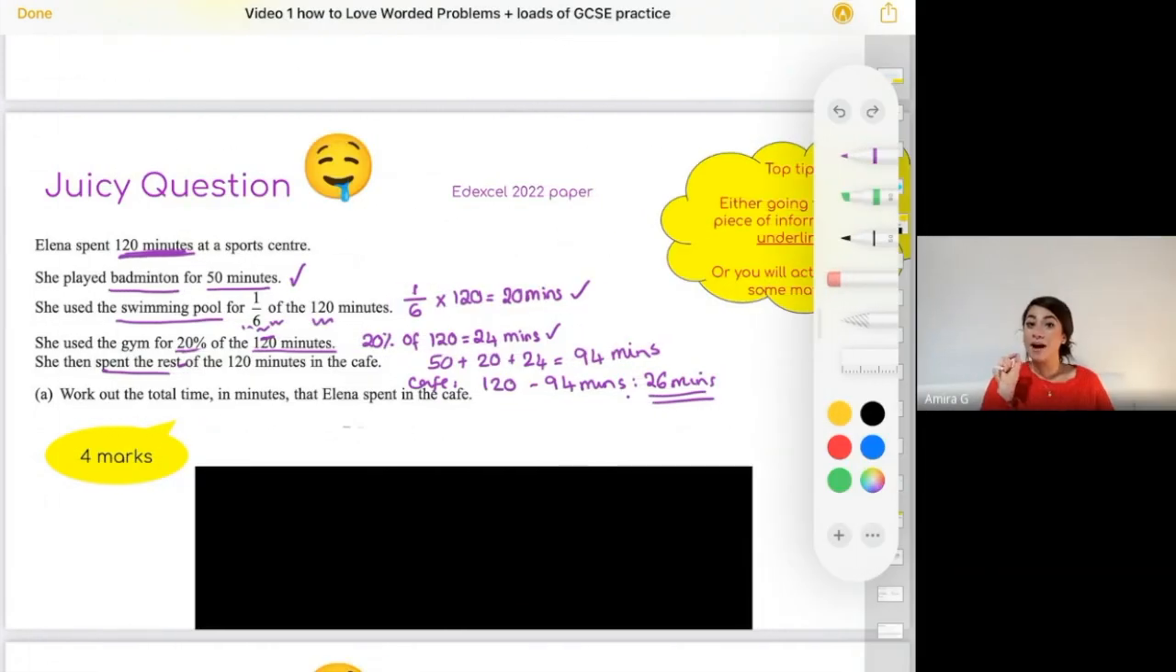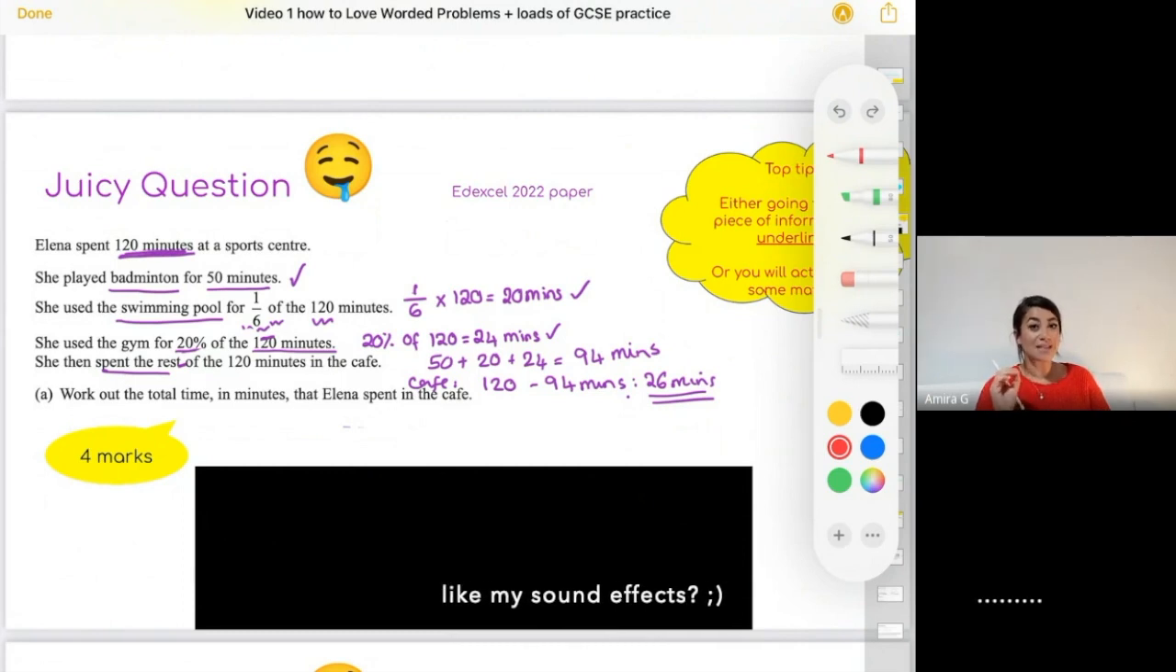The other thing that I really, really want to stress with worded problems is this. Just make sure that you're using the units that they ask you for in the questions. Look at the total time in minutes that Eleanor spent in the cafe. Luckily for us, we were already working in minutes and our answers in minutes. Be very wary if they say work out the time in hours, because then you would have to convert the 26 minutes to hours.